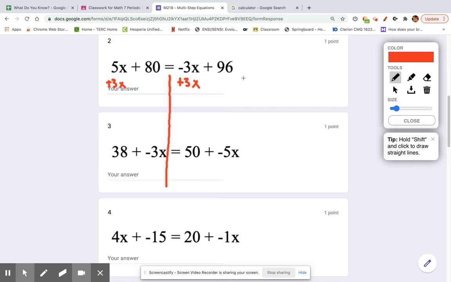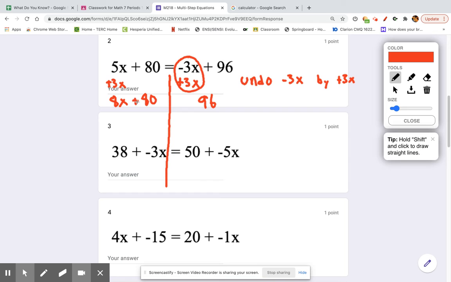Okay, so with our notes, we're going to write what we're doing. So we're going to undo taking away 3x by adding 3x. And negative 3x, adding 3x, that cancels out and equals 0, okay? And then 5x plus 3x equals 8x. Again, plus 80. And then over here we have 96 on this side.